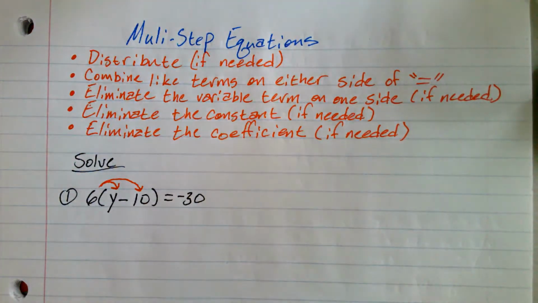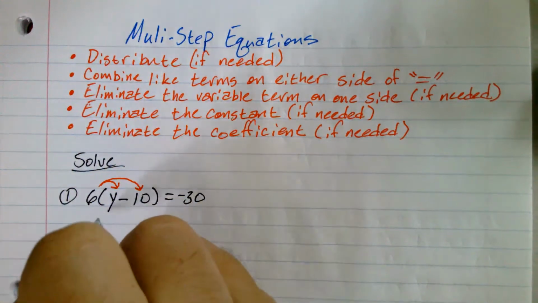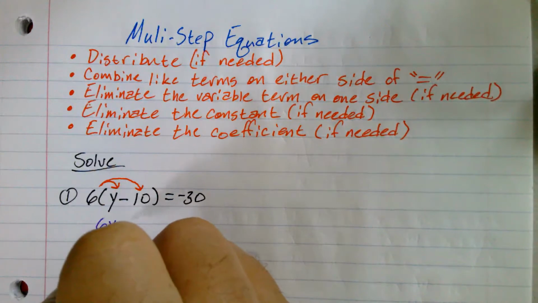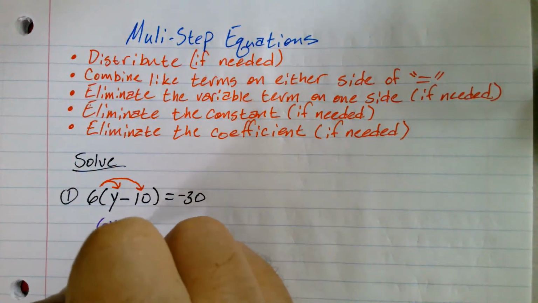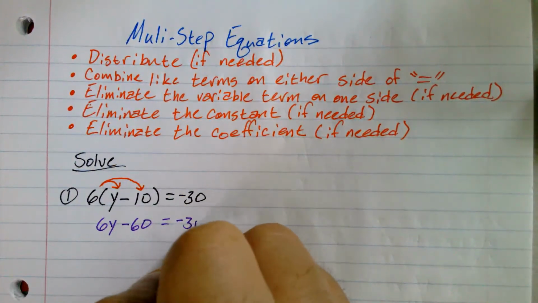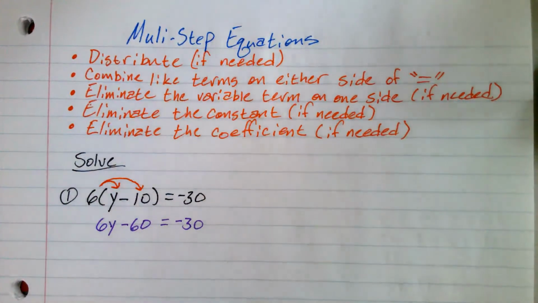Okay. So let's multiply through by, what do we have here? 6. So this is going to be 6 times y minus 6 times 10 equals -30. Okay. Any questions? Okay, so we took care of the first step. We distributed. We did have to do that.